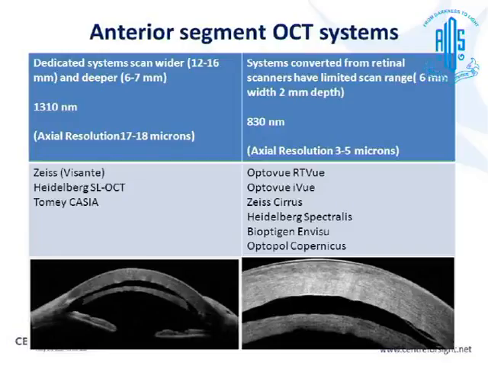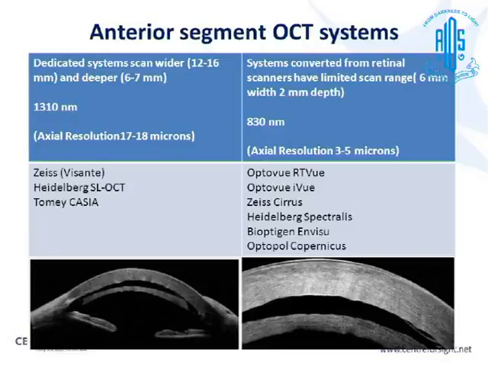The dedicated anterior segment OCT systems use the wavelength of 1310 nanometers and provide us with deeper and wider scans. As compared to the systems converted from retinal scanners, they use the wavelength of 830 nanometers, and they have limited scan range but very high axial resolution.